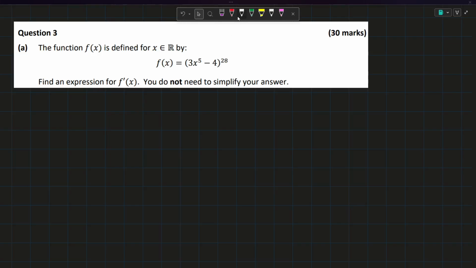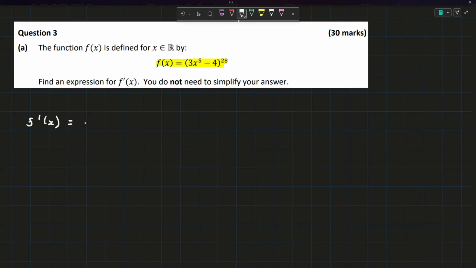So this is 2025 paper 1 question 3, and we're given a function here and we're asked to differentiate it to find f prime of x. So the way we do that, if we find f prime of x, well, here we have a function inside a function. So 3x to the 5 minus 4 is a function, and then we're taking that function and we're raising it to the power of 28, which raising something to the power of 28 is a function as well. So the way that we deal with this, we use the chain rule.